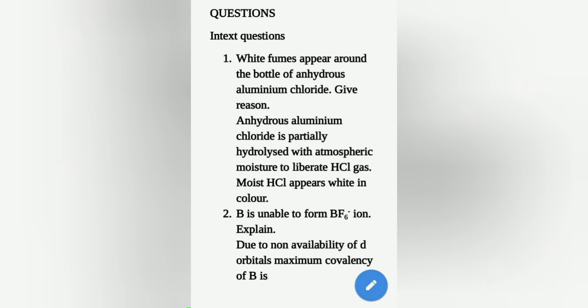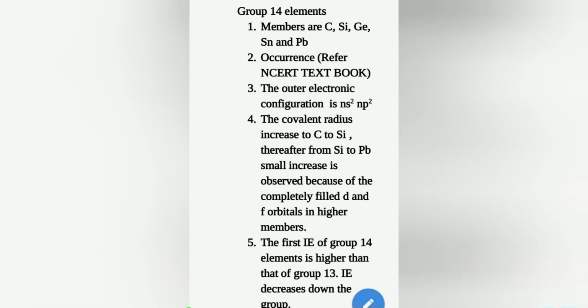Okay, second question is that boron is unable to form the BF6 3- ion. Explain. Because of the non-availability of d orbitals, the maximum covalency of boron is 4, isn't it? Next is group 14. The group 14 family is known as the carbon family. The members are carbon, silicon, germanium, tin and lead.